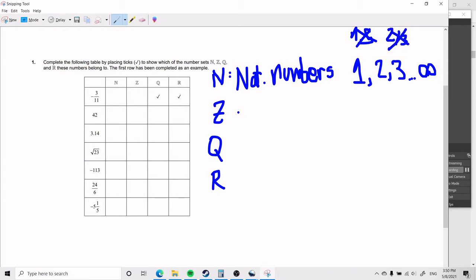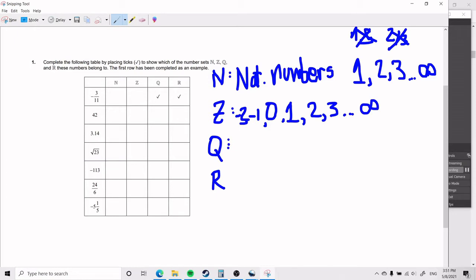Those are natural numbers, while integers are the same as natural numbers, with 1, 2, 3, on to infinity, but additionally with 0 and the negative whole numbers. So integers and natural numbers are very, very similar.